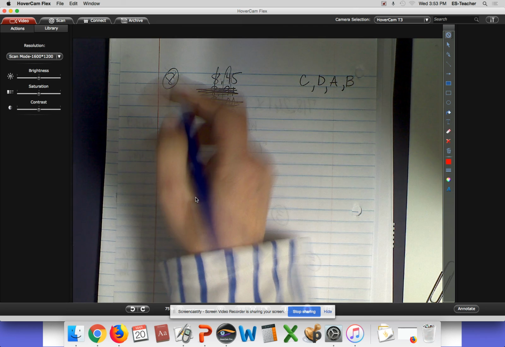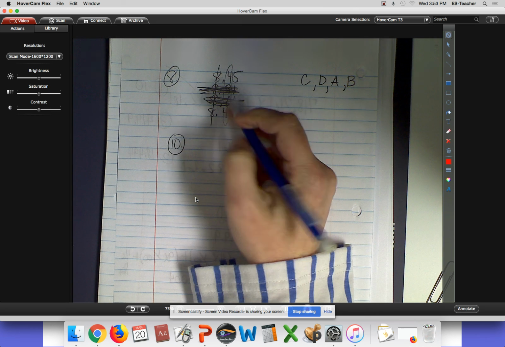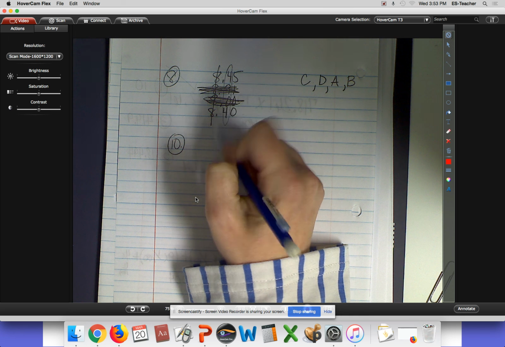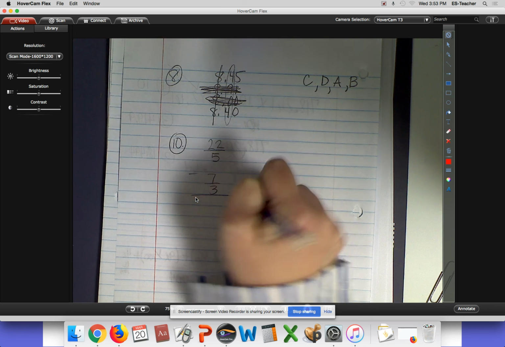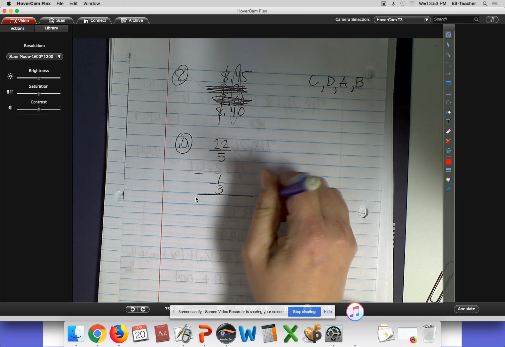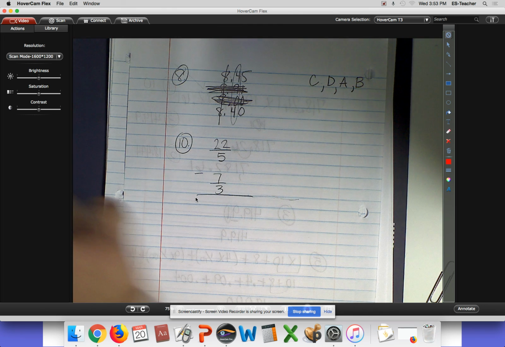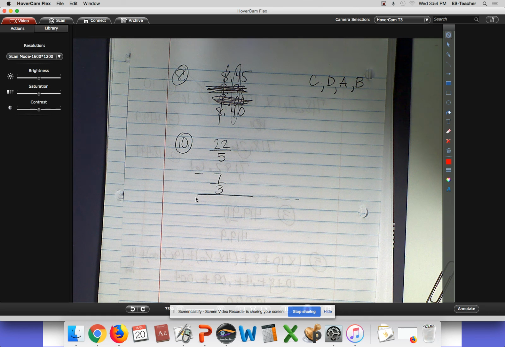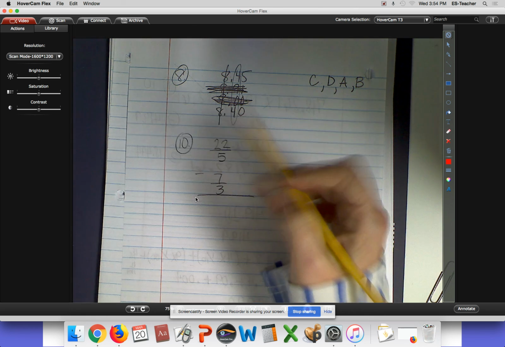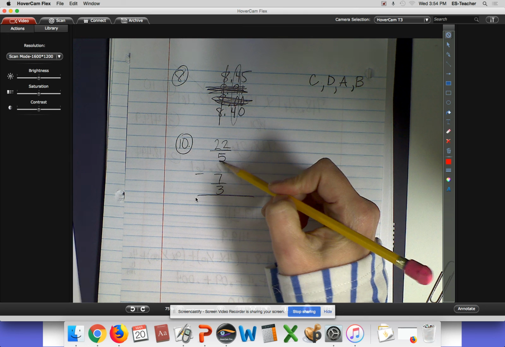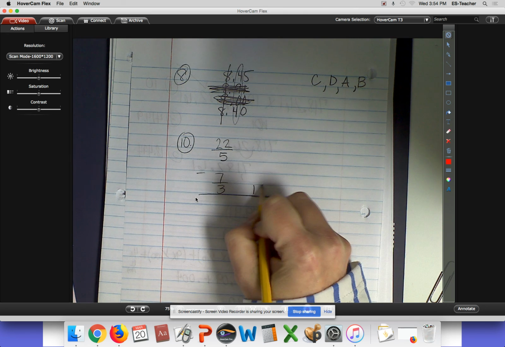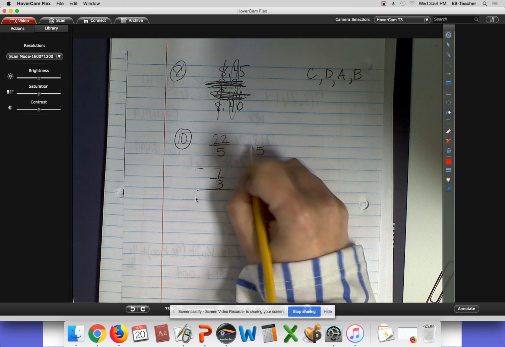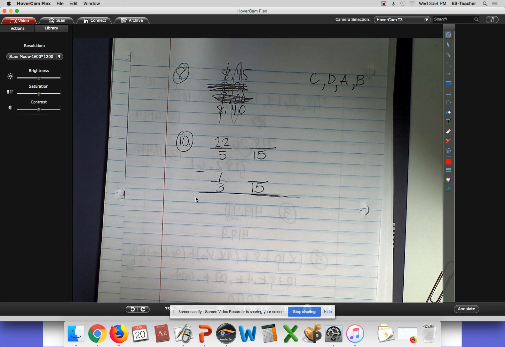Okay, now we're going to do number 10. Number 10 says answer as a mixed number if possible. So I have 22 over 5 minus 7 over 3. The first thing I need to do is get a pencil that actually works. I'll borrow this pencil from somebody. I determined already that 5 and 3 are both prime numbers, so I can multiply them together to get my least common denominator. So 15 is my least common denominator.